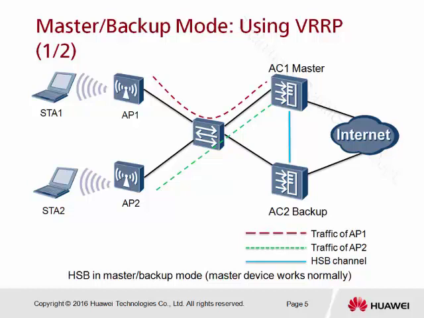What they need is just to point to the same gateway. So right here you can see AC1 is the master. All the traffic is going to connect to AC1, no matter whether it is AP1 or AP2. In between AC1 and AC2, they're running the HSB channel because they want to collect all the information that anything sends to AC1.